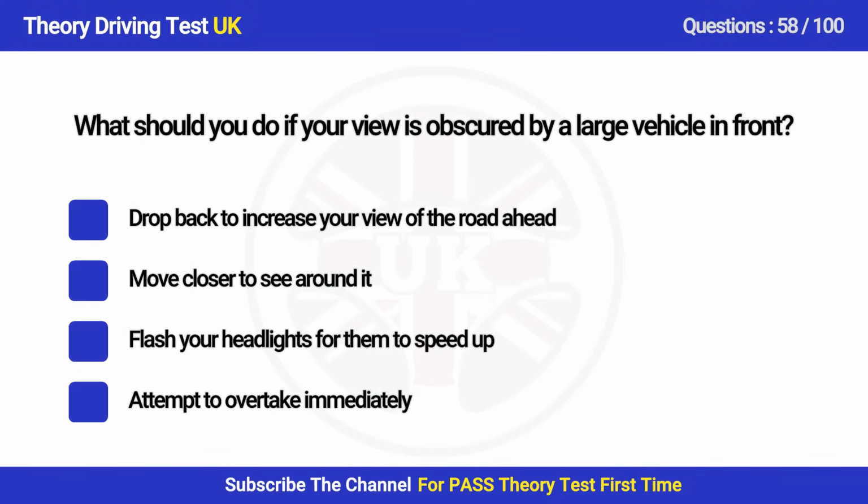Question 58. What should you do if your view is obscured by a large vehicle in front? A. Drop back to increase your view of the road ahead. B. Move closer to see around it. C. Flash your headlights for them to speed up. D. Attempt to overtake immediately.